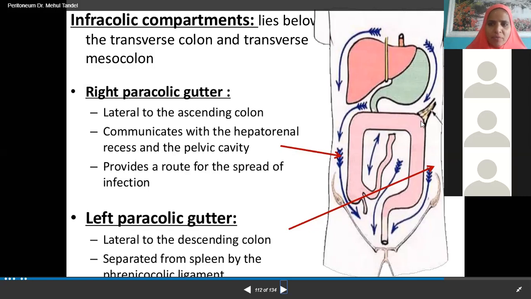Okay, here you are finding there is one ligament which we discussed previously, phrenicocolic. Phrenic means diaphragm. From the diaphragm to the left colic flexure is the phrenicocolic. So if this thickening is there, actually the infection spread is checked. It cannot easily spread. Okay.